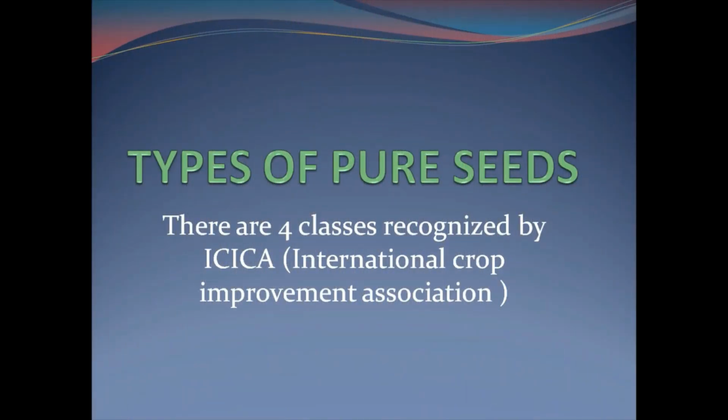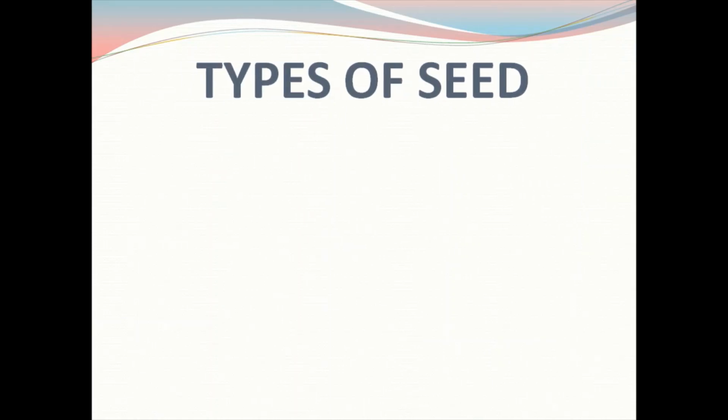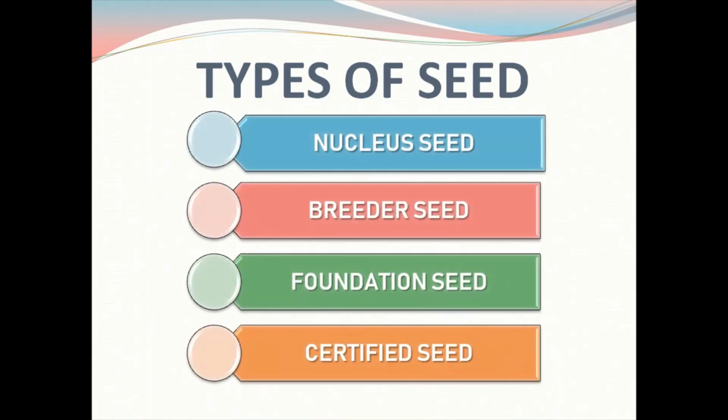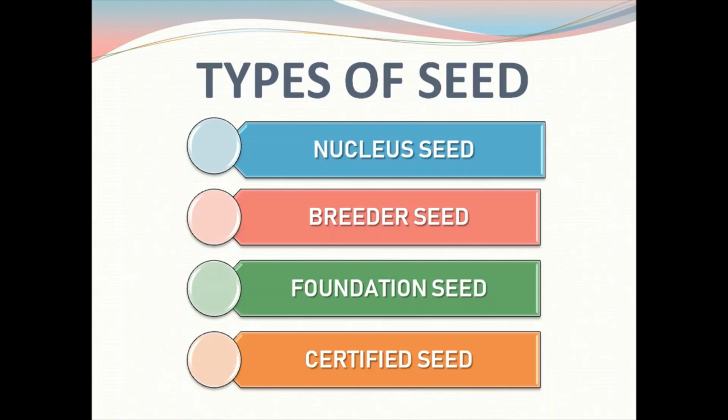Types of pure seeds. There are four basic seed classes recognized by the International Crop Improvement Association. Let us take a look at the types of generation seeds of seed multiplication. They are the nucleus seed, the breeder seed, the foundation seed, and the certified seed. Now let us take a deeper look into each of these seeds in detail.